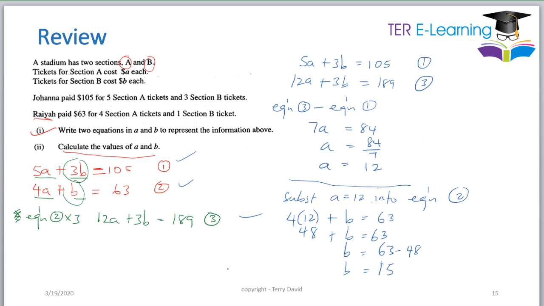So the question asks us to find the values of A and B. So we've gotten 12 and 15. So those are your solutions for that question.